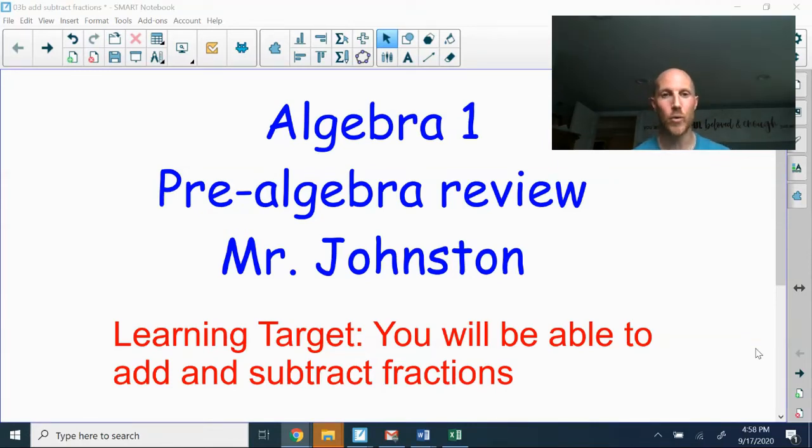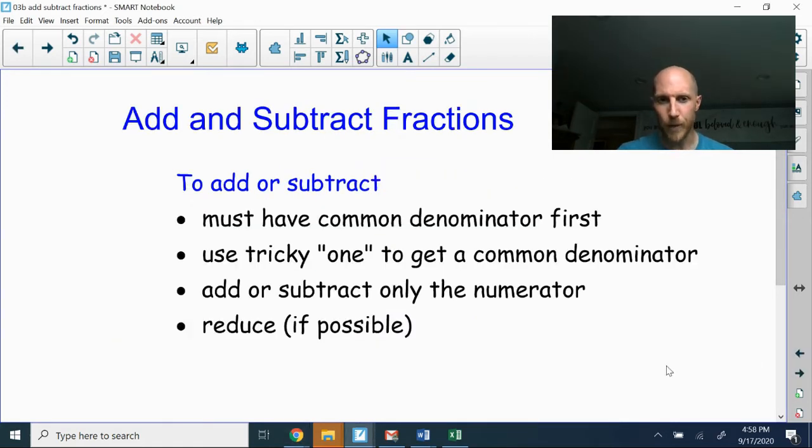Johnston again. We're going to wrap up this first week of our pre-algebra review today by looking at adding and subtracting fractions, which really is the toughest thing we've looked at so far, and it's going to call on all of the other things we've done this week, from adding and subtracting integers, multiplying integers, to multiplying fractions. All that stuff's going to come into play here. So it is a little bit more challenging than the other things we have done so far.